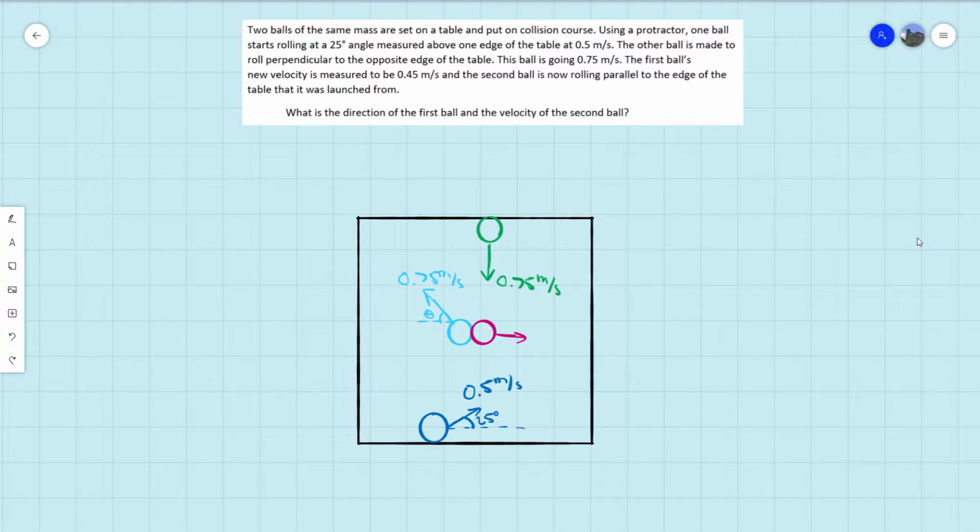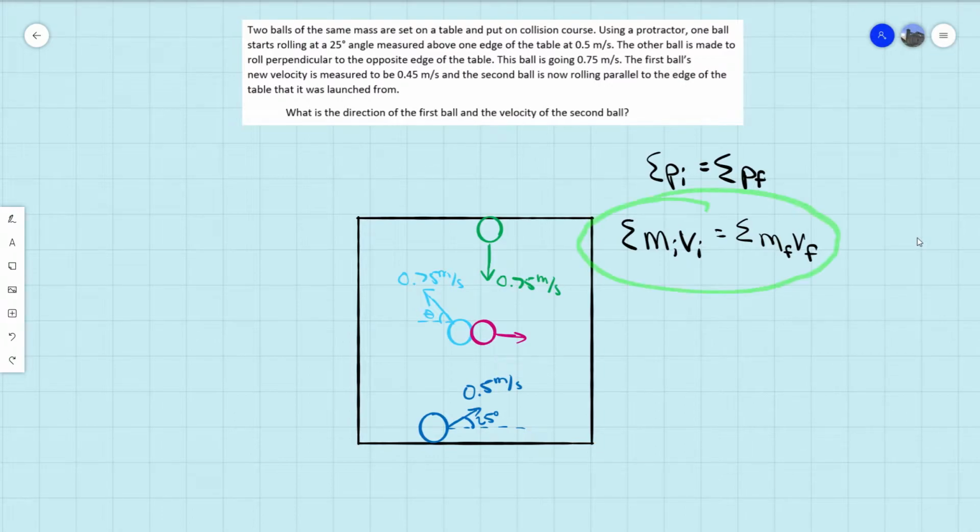Because this is an elastic collision, there are a few formulas we can use to solve this. The first of which is the sum of the initial momentums equals the sum of the final momentums. Or more easily remembered, initial masses times the initial velocities equals the sum of the final masses times the final velocities. Now, our masses have not changed in this particular problem, but this formula is the general approach. You can modify it as you wish.